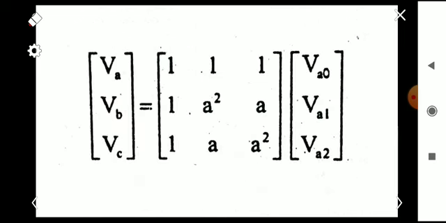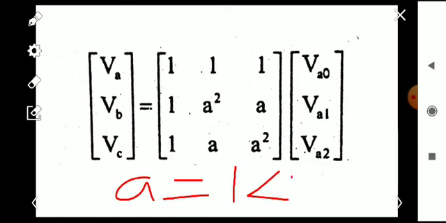From the symmetrical components of the phase A voltages, the phase voltages VA, VB and VC can be calculated using this equation also. Once again, I am noting that the value of a will be 1 angle 120.